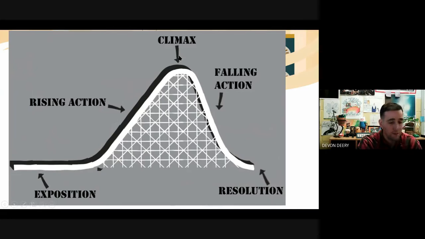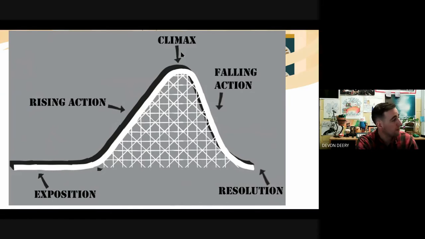What's our climax of the story? Well, guess what? Marlin has found Nemo. They're reunited. That's our climax. That's the height of the story. That the conflict is resolved, right? Climax. Okay. Well, then what happens in the falling action?